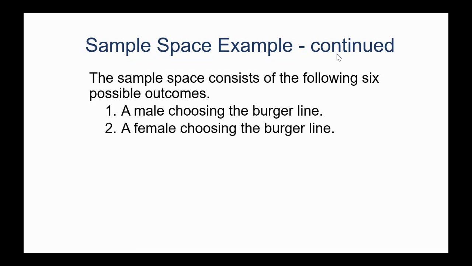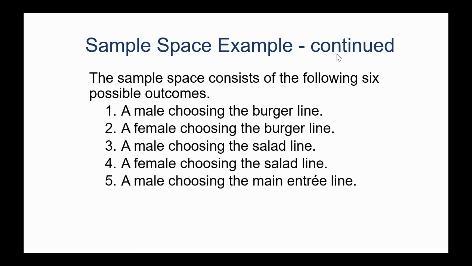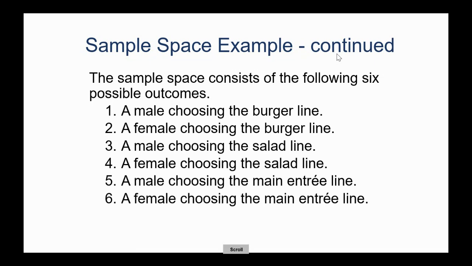Because we do male and female burger, then we can do male and female salad, then male and female main entree. So we kind of just filled in those blanks. The third one, we'll say the male chooses the salad line. Then the female chooses the salad line. The male chooses the main entree. And female chooses the main entree.